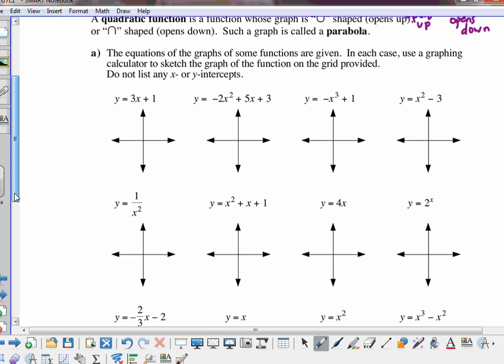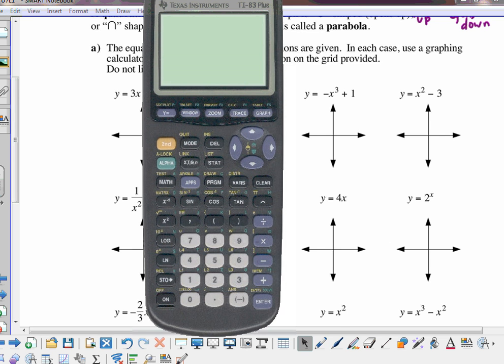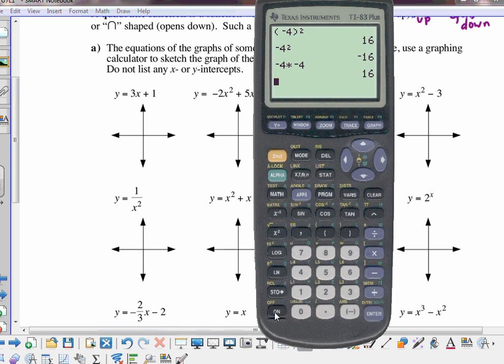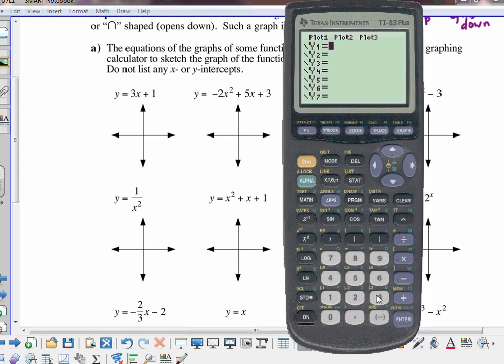Okay, we're going to go through each one. Grab your graphing calculator. We're going to graph it, do a rough sketch, and say if it's linear, quadratic, or neither. Every single one, so we're going to do it together. Grab your graphing calculators and go to y equals, one at a time. Make sure your windows are normal. So 3x plus 1.